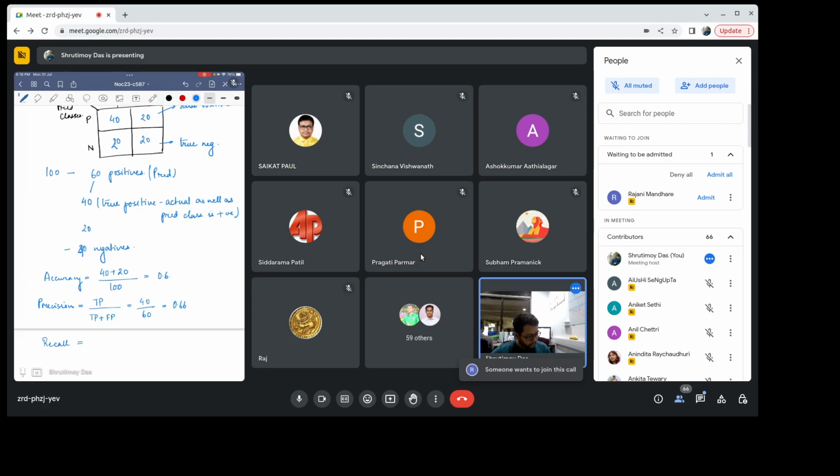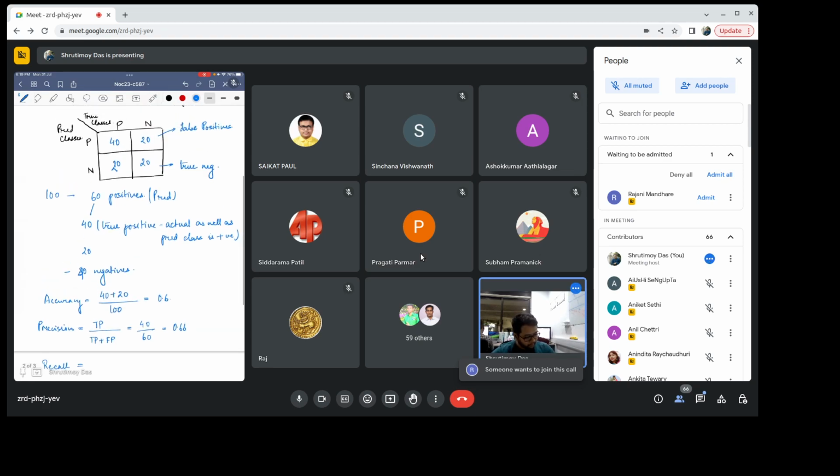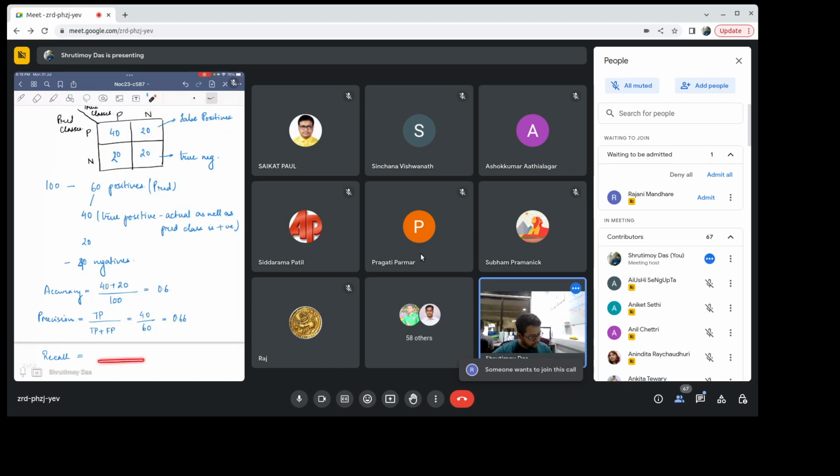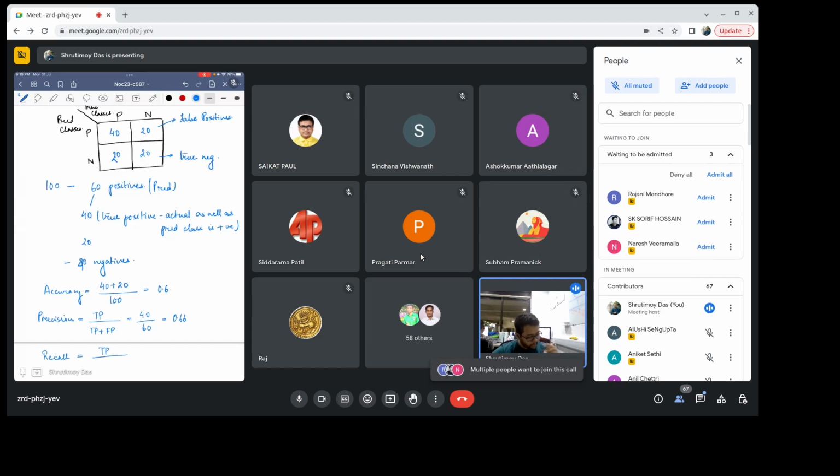And similarly, recall measures, out of all the positive classes, so this is the recall, out of all the positive examples, how many are actually predicted as positives? So this is TP and this is FN. In this case this is 40 by 60, 0.66. So these are the definitions of accuracy, precision and recall.